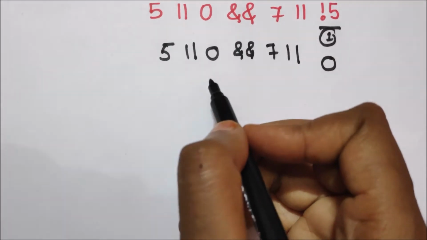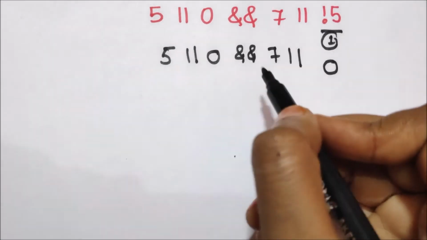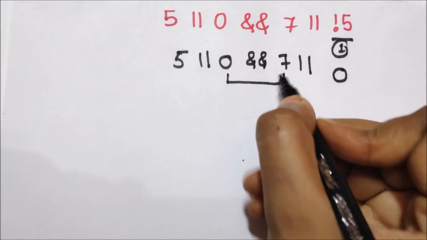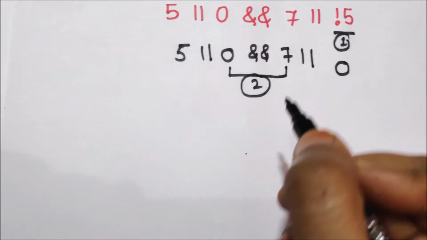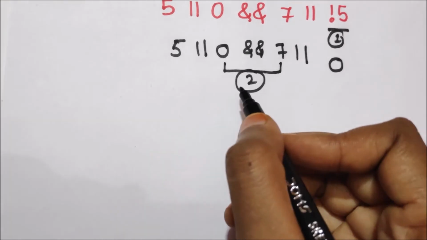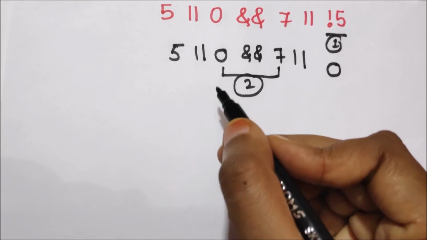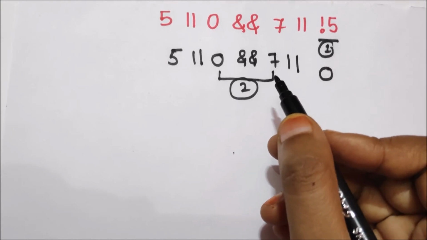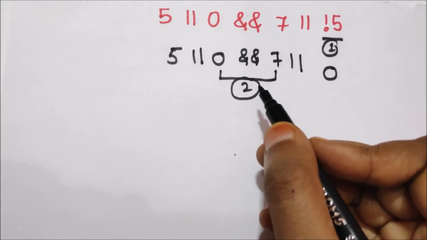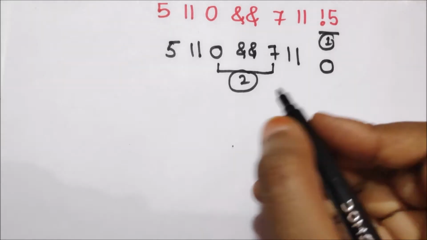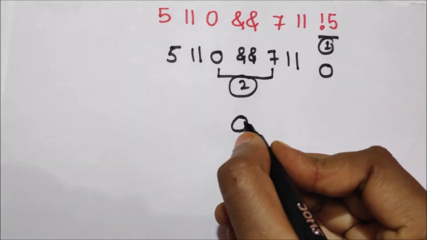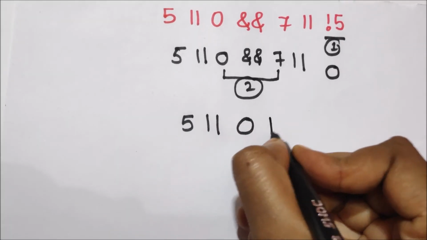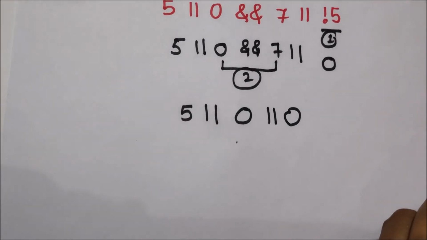Now we have logical OR and logical AND. Again, logical AND should be evaluated first. So this part will be evaluated: 0 and 7. We know that 0 means false, 7 is true. As per the truth table of logical AND, false and true will return false. So that is nothing but 0. So 5 or 0 remains as it is, and or 0 remains as it is.